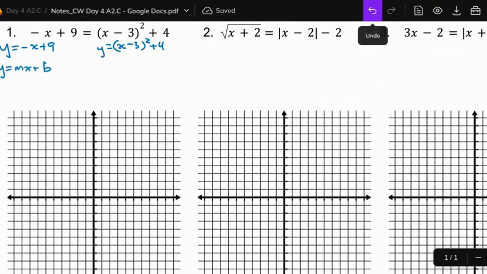So we're starting at a y-intercept of 9, and then the slope is negative 1 over 1, so that means we're going down 1, right 1, down 1, right 1. I'm going to try and be a little bit neat as I pass my points through, because you do want to find the points of intersection.